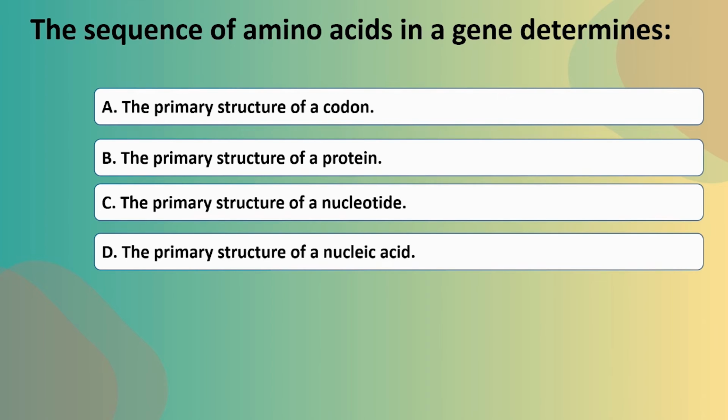So let's recall how DNA structures work. DNA is that double helix structure that wraps around and is formed from nucleotides. So definitely not C, the primary structure of a nucleotide, right? Let's eliminate that one. So then what does DNA code for?